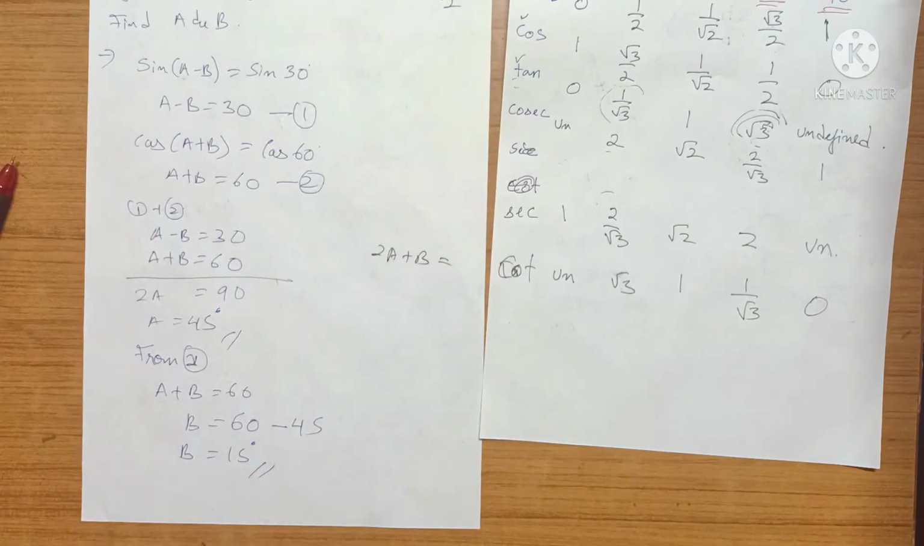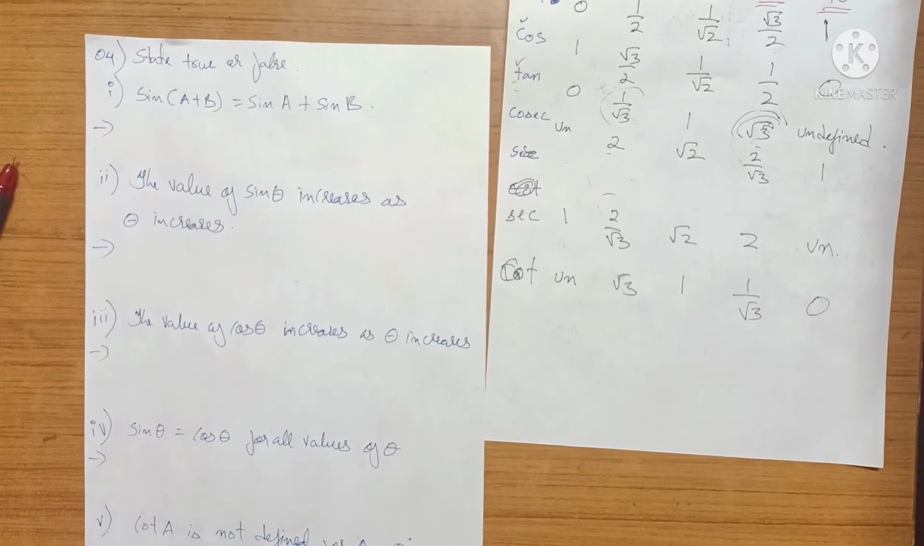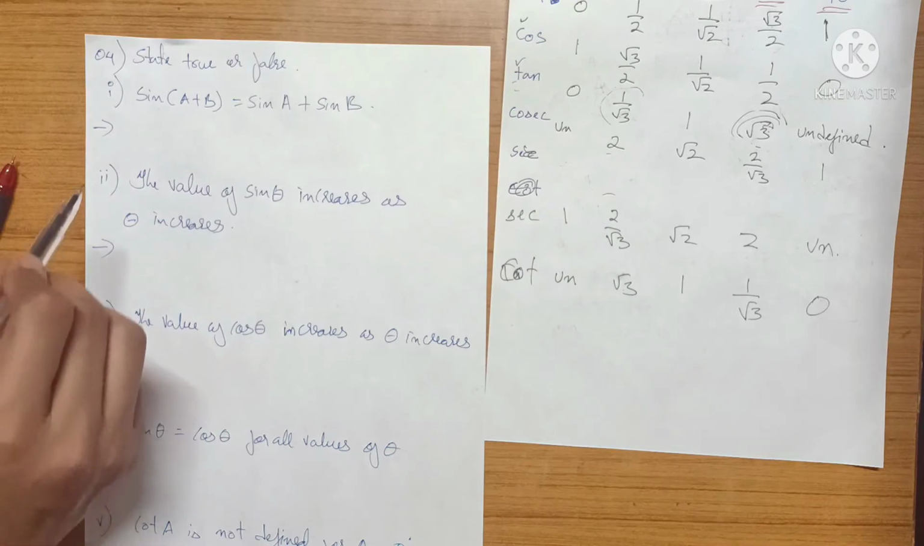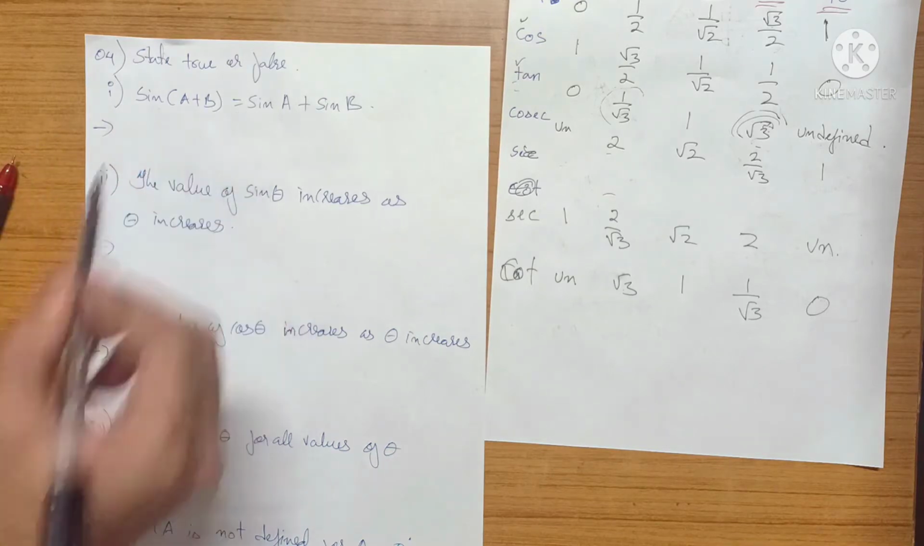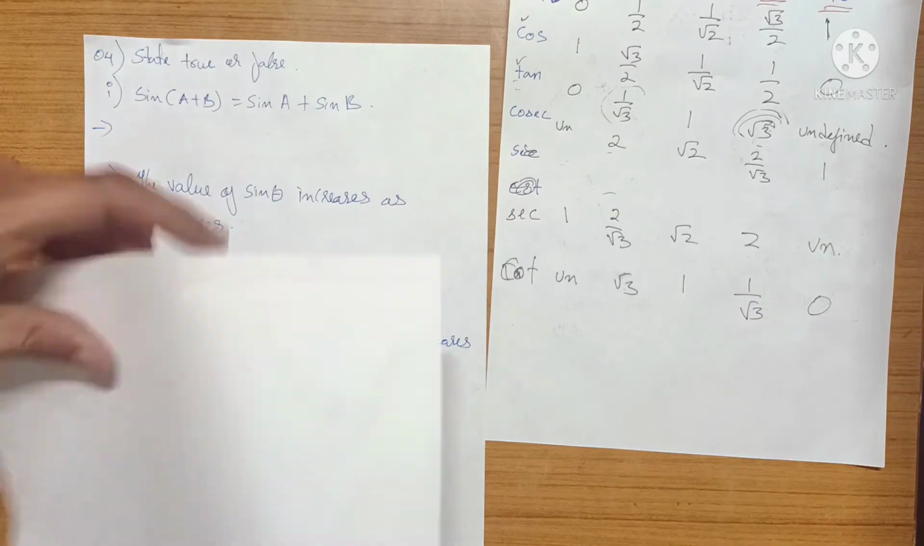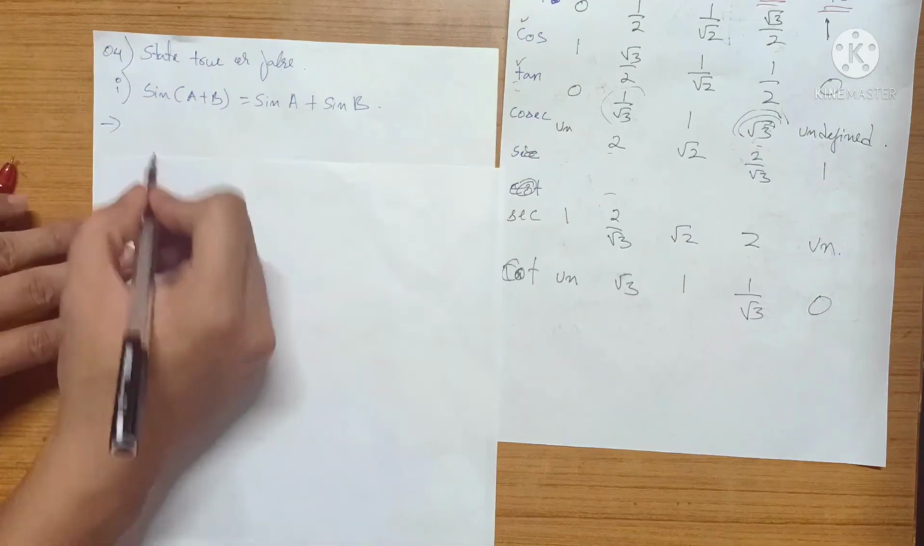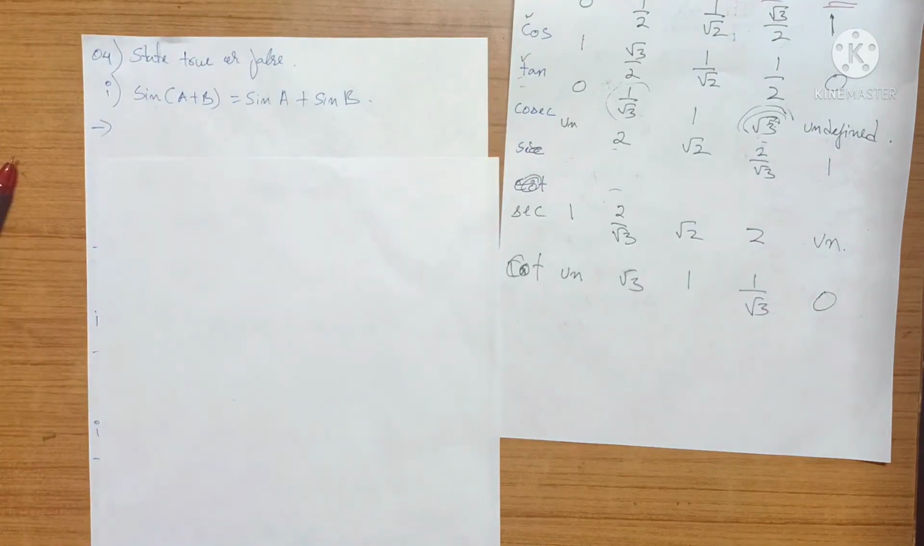Okay, now let's go to question number 4, which is true or false. Like I told you, true or false, and these kind of questions you have to listen very carefully because these are the questions where you can make a lot of multiple choice questions. So you have to understand the concept behind it. They're asking us, is sine(a plus b) equal to sine a plus sine b? So let's do an example. Let's take an example of a and b, and let's see if it holds true or not.